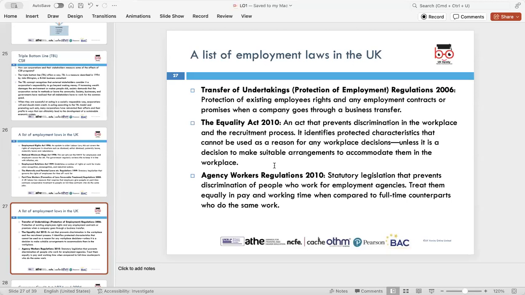One piece of law forbids discrimination against individuals who are employed by employment agencies. So this is the Agency Workers Regulations 2010, which was enacted in 2010. When compared to full-time persons who perform the same tasks, they should be treated in the same manner with regard to compensation and working hours.